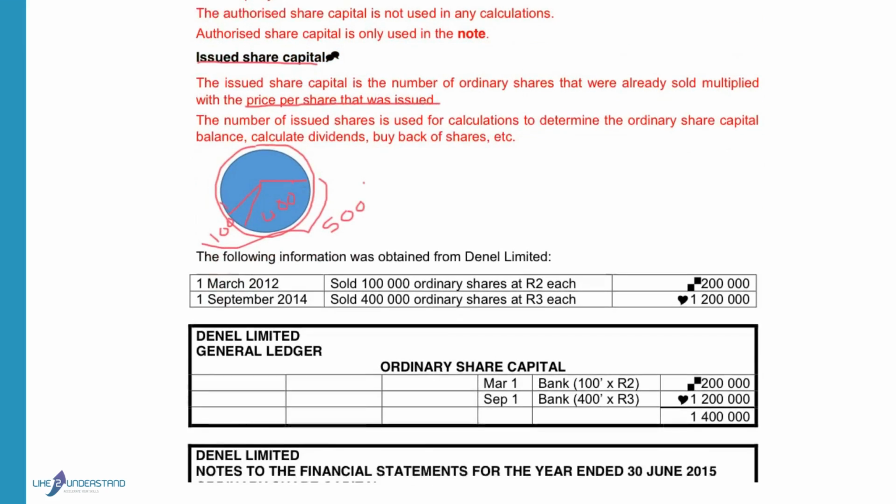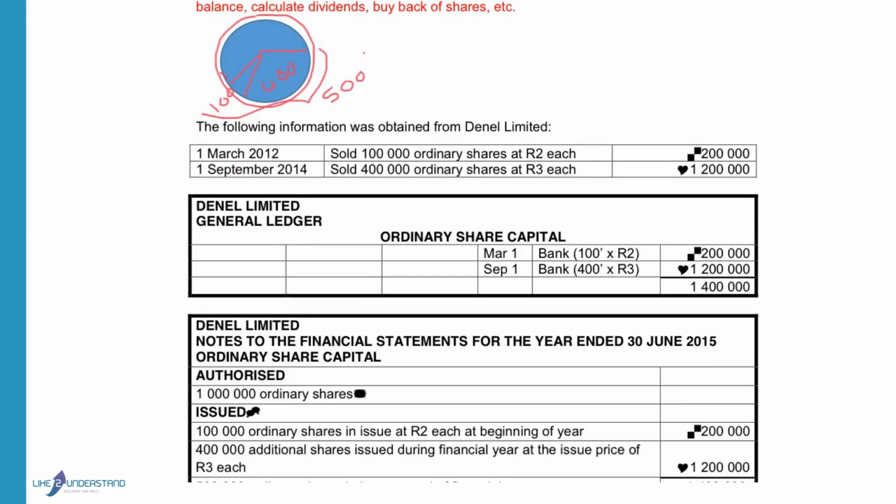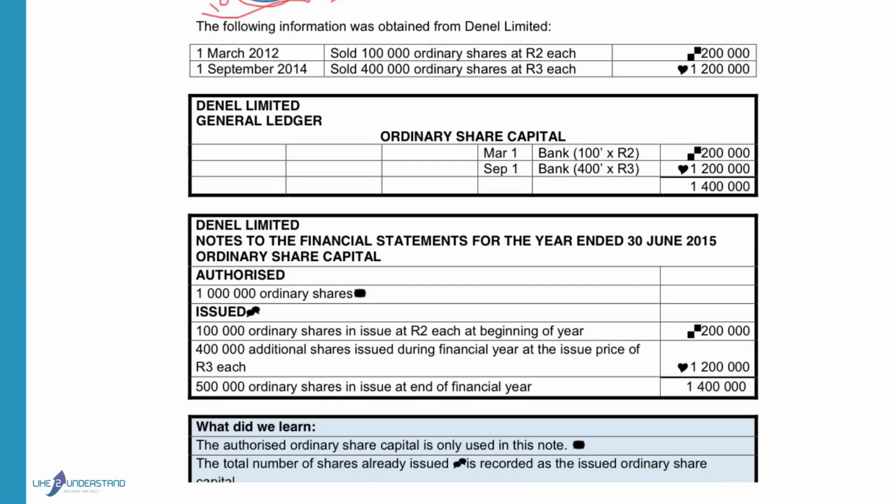If we look at the ledger account, when we sell these shares, we will credit the ordinary share capital account with the 200,000 and with the 1.2 million to indicate that the total share capital at this stage is 1.4 million. In sole traders and partnerships, we also used a capital account. In a company, this capital account is exactly the same, except that a company can sell different types of shares: ordinary shares, preference shares, redeemable preference shares, cumulative preference shares, etc.